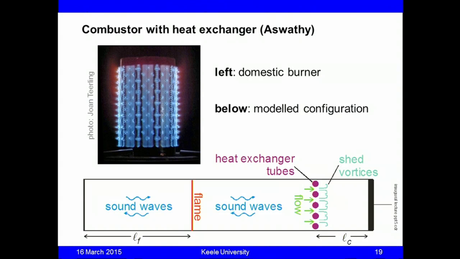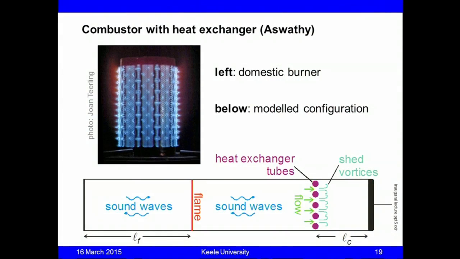Right, the third project is Ashwati's project, which is a more applied project, this one. It's about a combustor with heat exchanger. This is the kind of setup that is found in domestic heating systems. Here is a picture of one with all the casings stripped away.